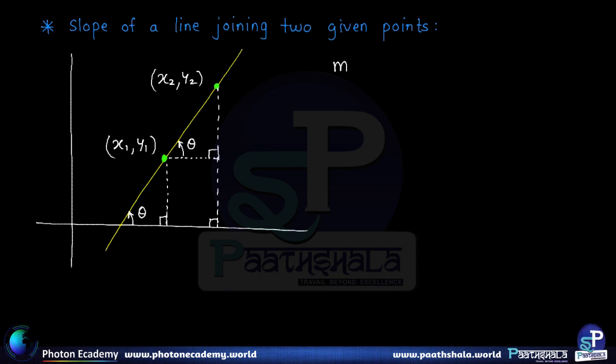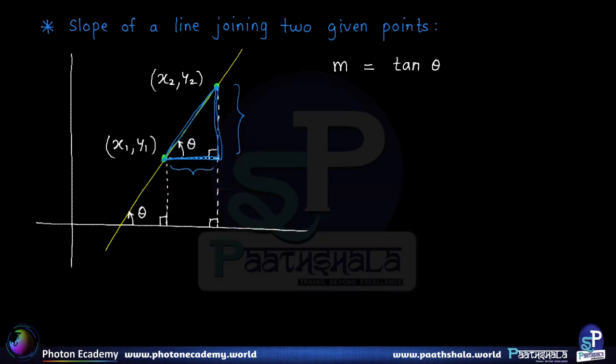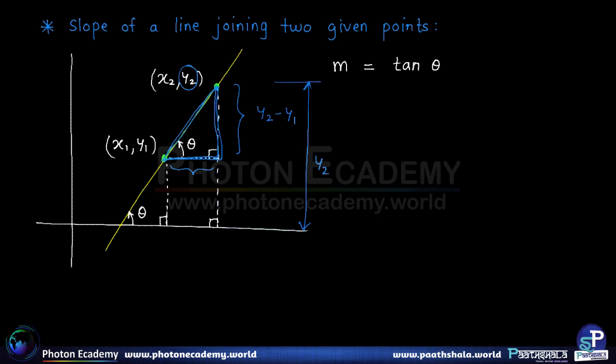Now the slope m is given by, as per definition, tan of the inclination. So if you consider the upper triangle, in this upper triangle the tan of theta will be nothing but this particular vertical distance divided by this particular horizontal distance. Now the vertical distance is nothing but y2 minus y1, because y2 is the y coordinate, the total distance as shown here, and y1 is the y coordinate of the first point, that is this particular vertical distance y1.